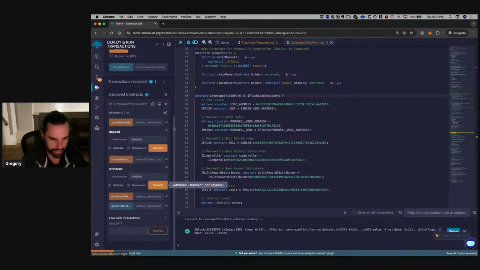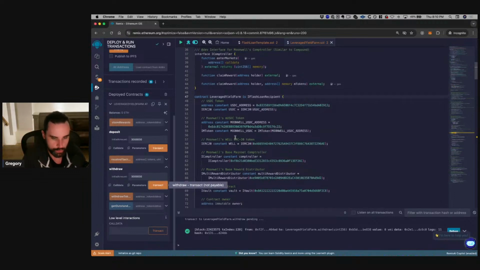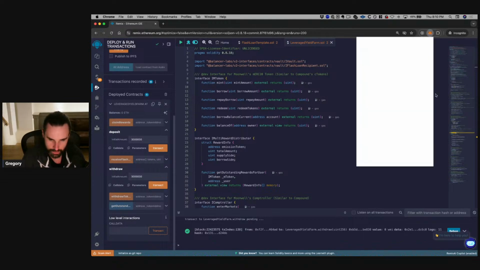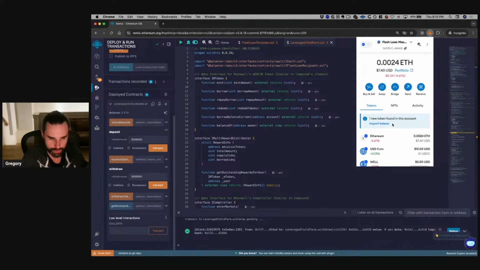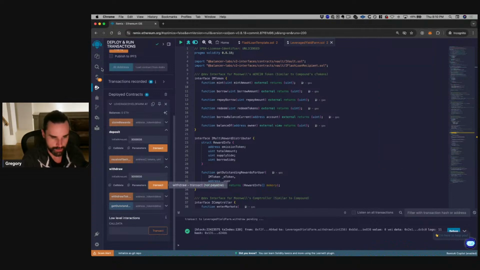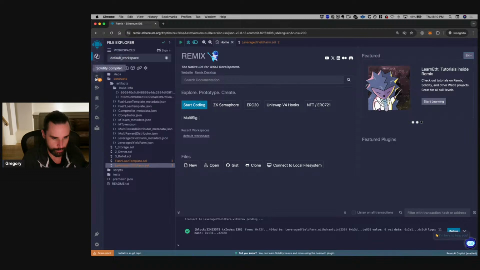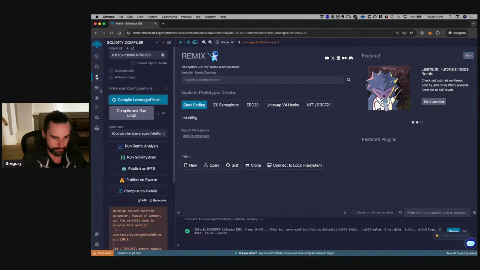Oh, one last thing, actually. If you come back later to withdraw your funds from this, you're probably not going to leave Remix open if you let this sit there for a while. So what you can do is look at your MetaMask wallet and rebuild this. Basically, go through these steps again, paste in the code for the leverage yield farm, and compile it.